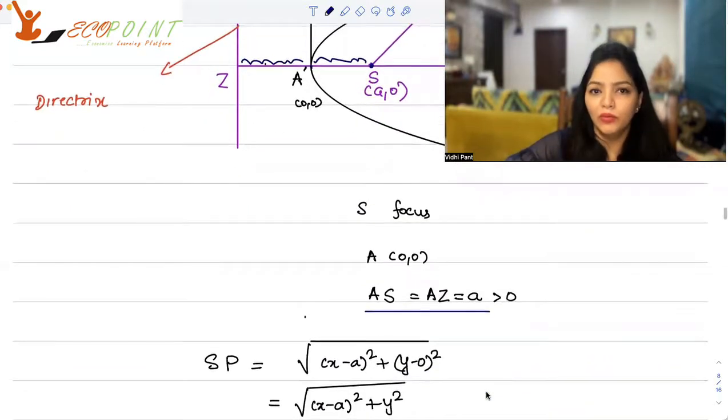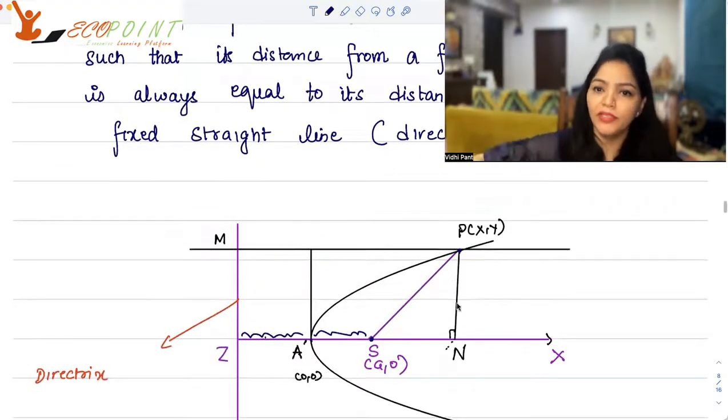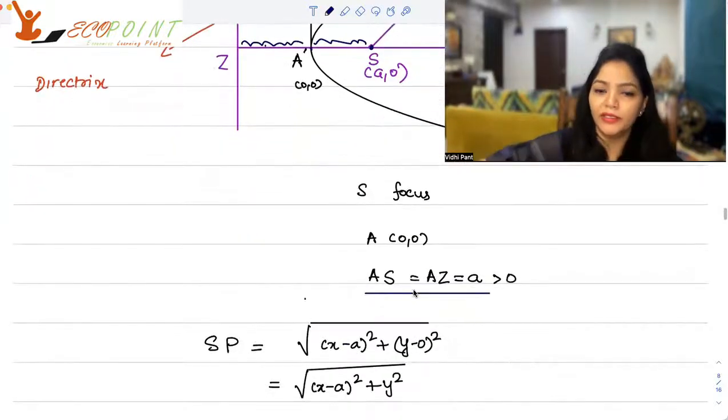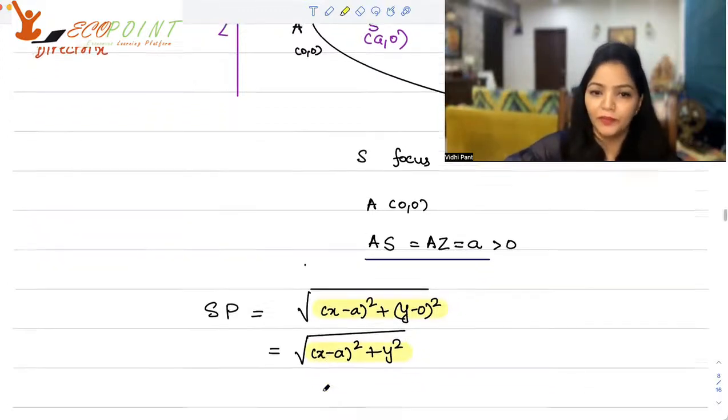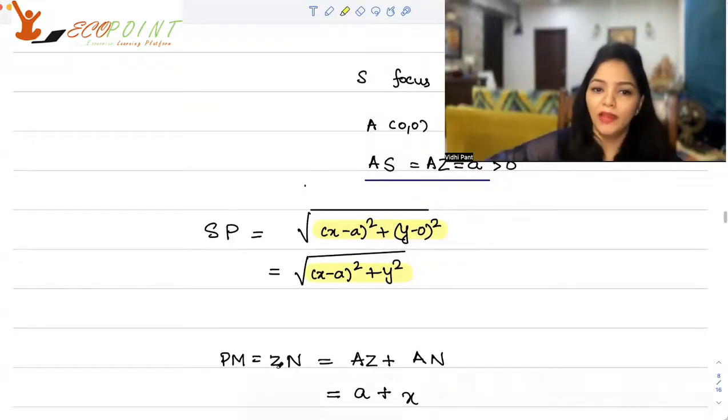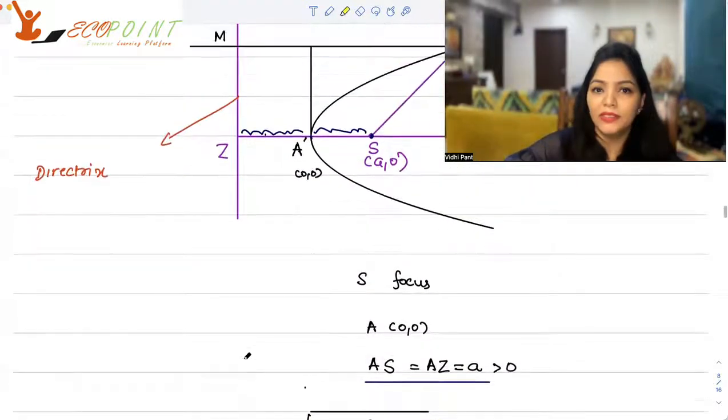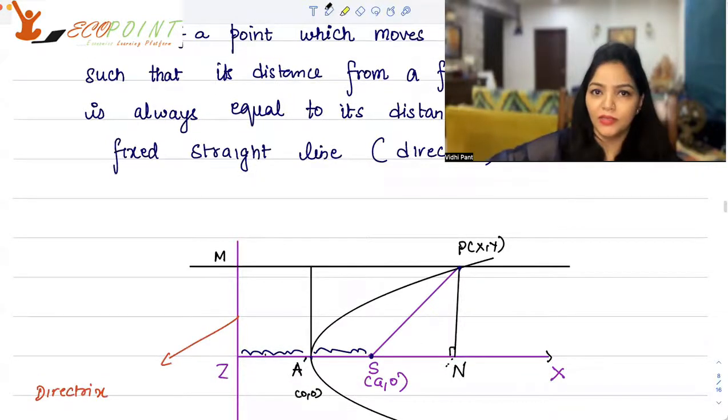So what do we know by distance formulas? We have point P with us, we have point S with us. We can find out the length of PS. So PS or SP is going to be equal, by the distance formula, to the square root of x minus a whole square plus y minus 0 whole square. That is, it's going to be square root of x minus a whole square plus y square. Let's keep it aside.